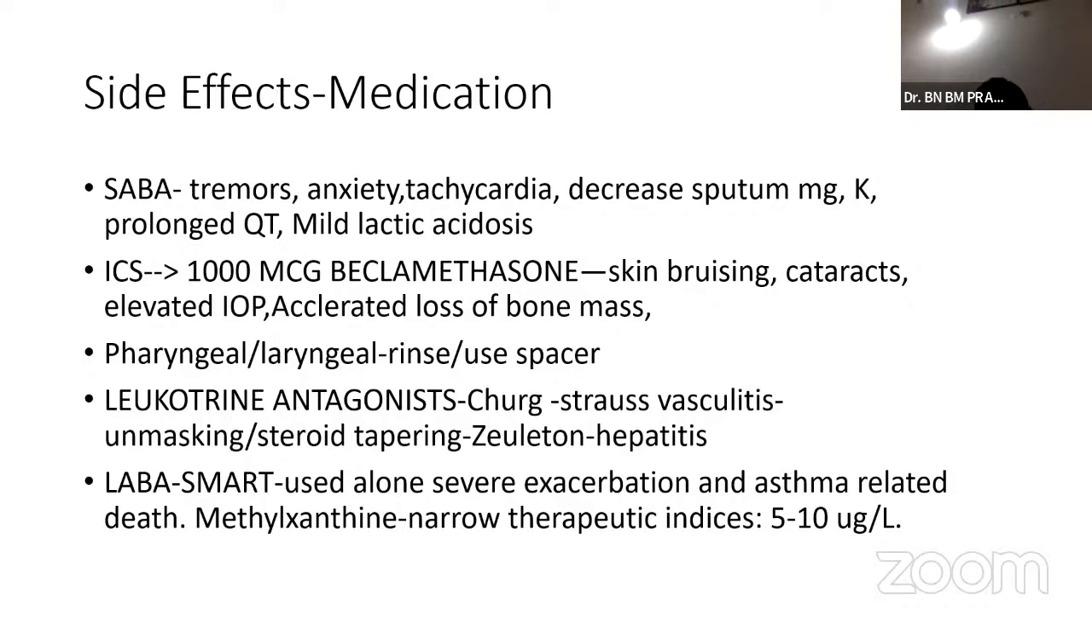And when you use methylxanthine, it has a narrow therapeutic index, and so the drug level has to be between 5 to 10. If you use higher, then that can lead to various side effects, including arrhythmias. And if you use a low dose, of course, it will not control the asthma. Somehow the Indian population can tolerate drug levels of 5 to 10 micrograms of the methylxanthines.